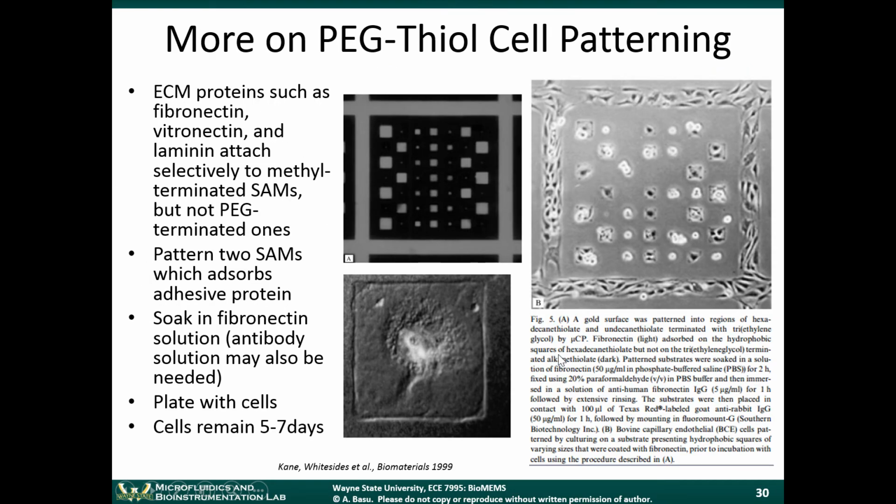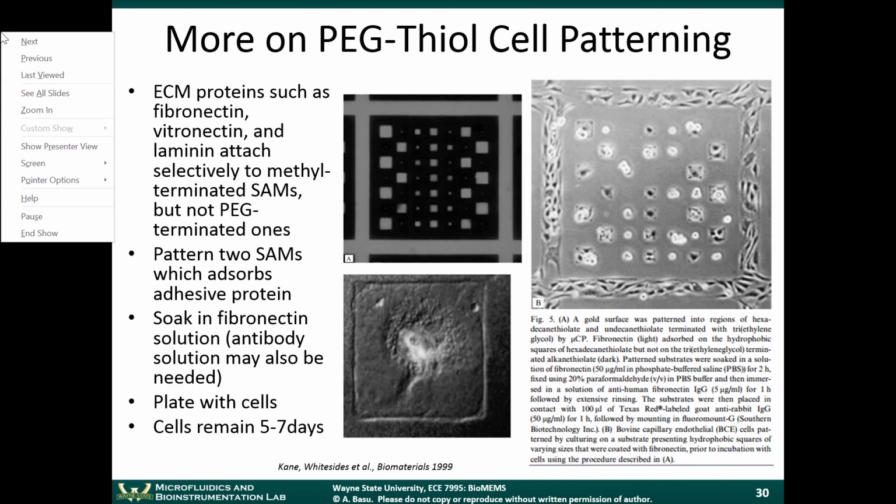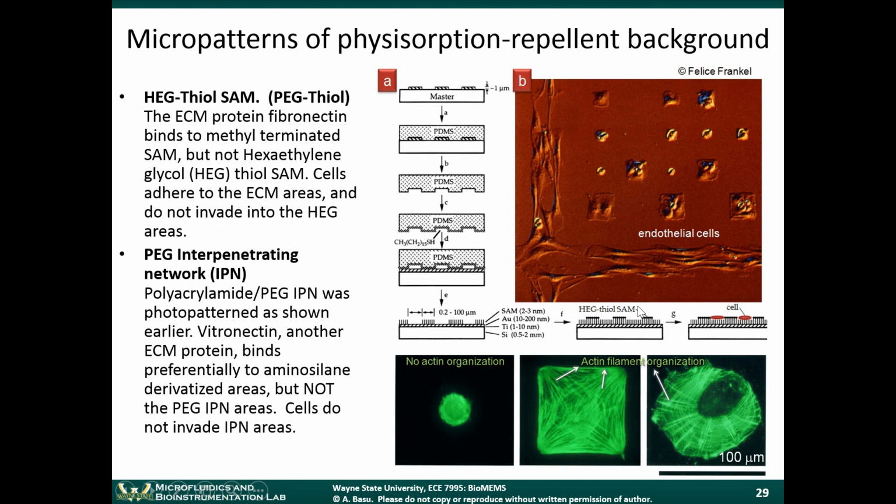A little bit more on the PEG thiol cell patterning, because this method has been used quite a bit in many papers. The concept was this: that ECM proteins such as fibronectin, vitronectin, and laminin attach selectively to methyl-terminated self-assembled monolayers, but not the polyethylene glycol-terminated ones. Like you see here, they only attached to these regions.